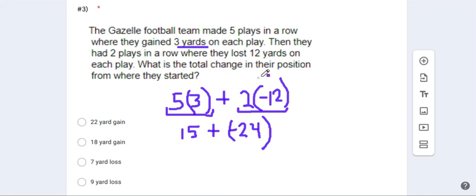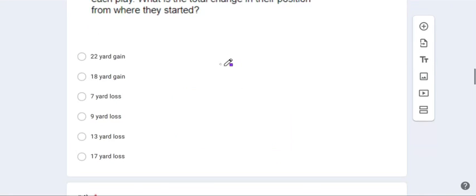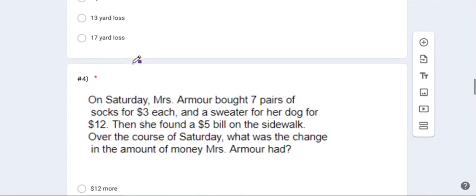And so what is the total change in their position from where they started? I would need to do 15 plus negative 24 to figure out where they are now. Use my add rules. These have different signs, so I would subtract and keep the big guy. You choose the correct answer.